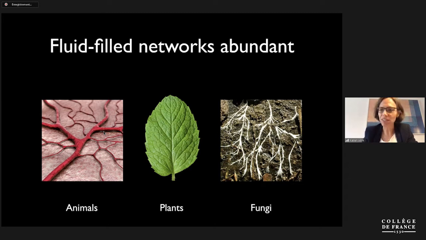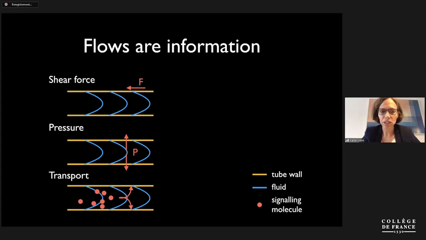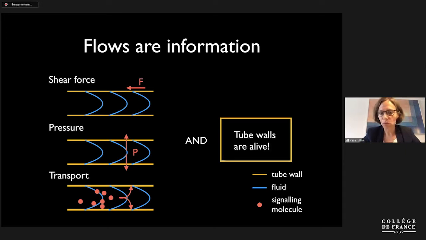Now, how does it work? What governs the dynamics of this adaptation? Here it's inspiring to think that what combines all these different networks is that they have fluid flow pervading their tubes. And so flow can actually be information. Flow can exert shear force on the tube wall. It comes with a hydrostatic pressure, or it can transport signaling molecules. And now in a setting where the tube walls are alive, they can respond to the information provided by the flow. And this can give rise to very emergent dynamics.